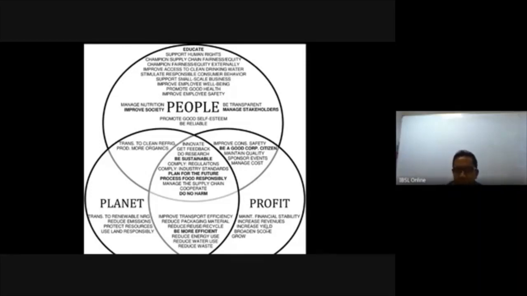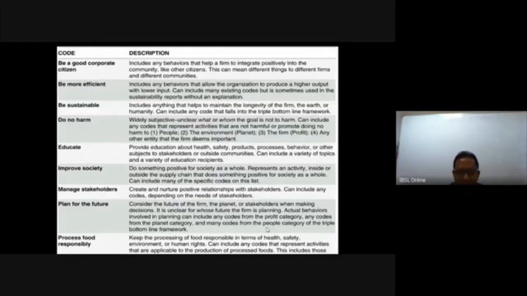You can go through this slide, which I will share with you in a while. So this is what we should be doing as organizations if we are mindful about not only profit but also the planet and the people.